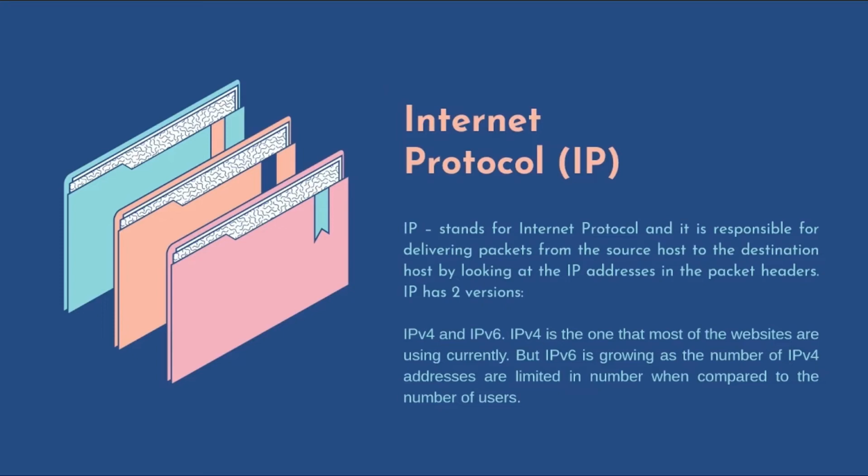IP has two versions: IPv4 and IPv6. IPv4 is the one that most websites are currently using, but IPv6 is growing as the number of IPv4 addresses is limited compared to the number of users.